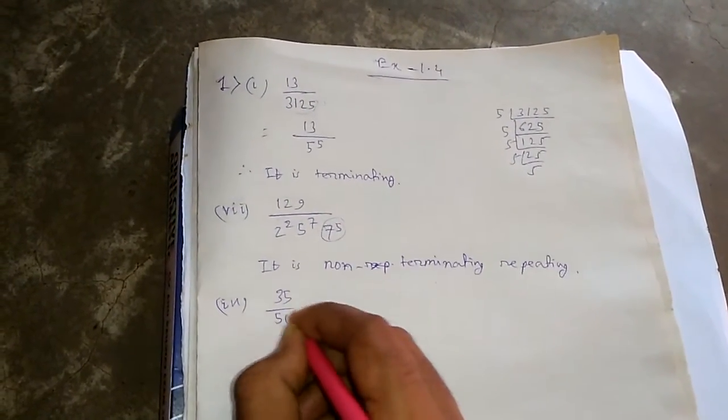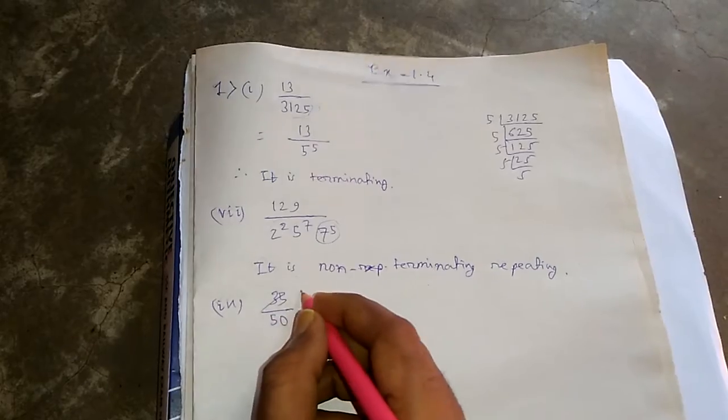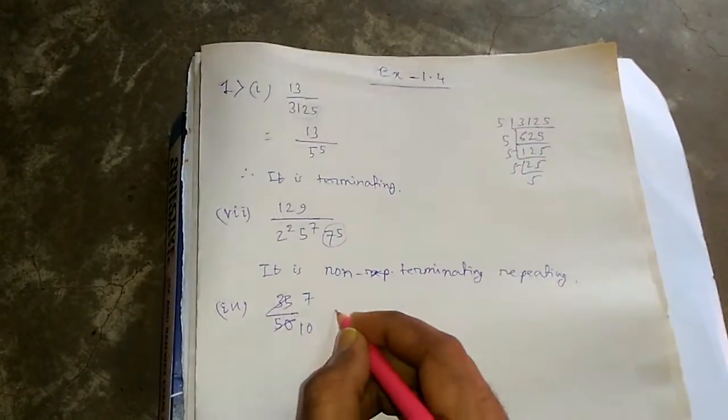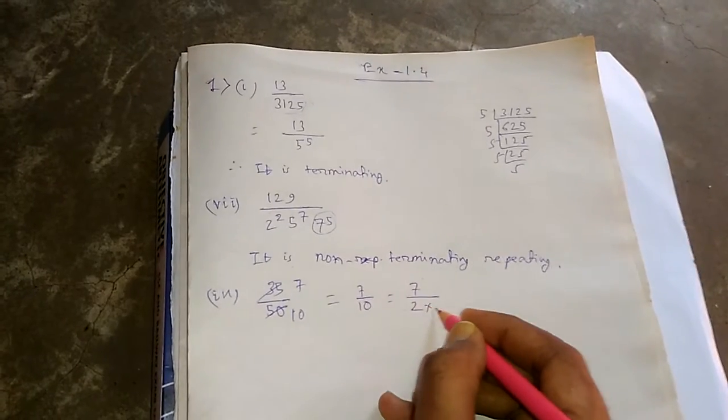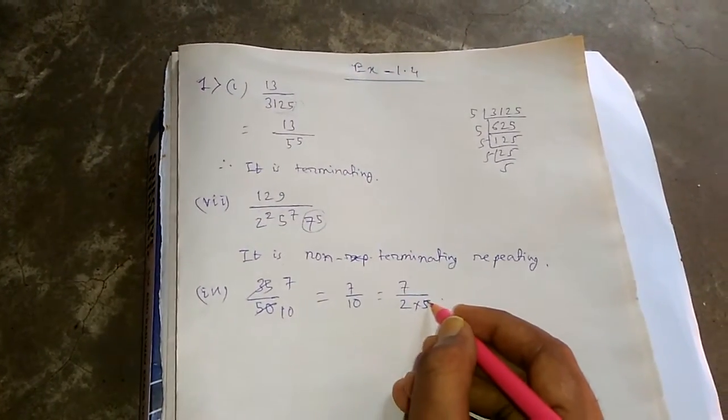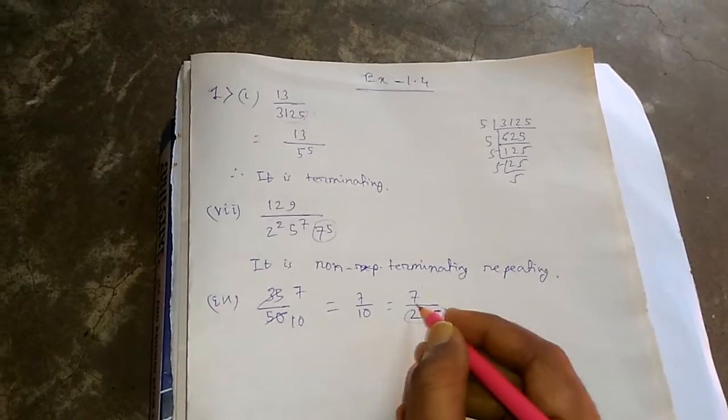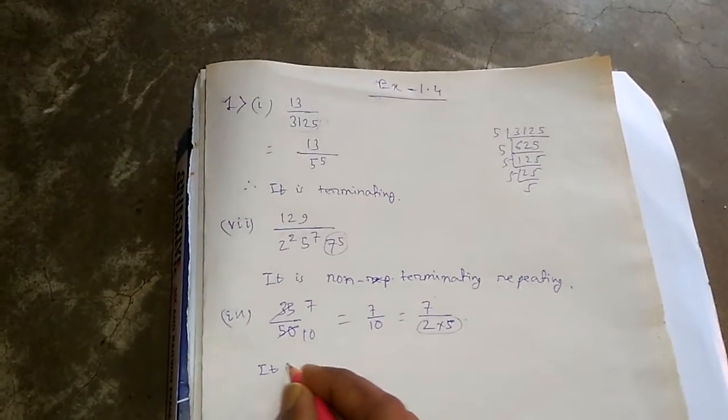Next, we will do question number 9. 35 by 50. If cancellation is possible, then do the cancellation. 5 7s are 35, 5 10s are 50, 7 by 10, and 10 can be written as 2 into 5. Here only 2 and 5 are available, but 3, 7 or 11 in the denominator is not available, so it is also terminating.